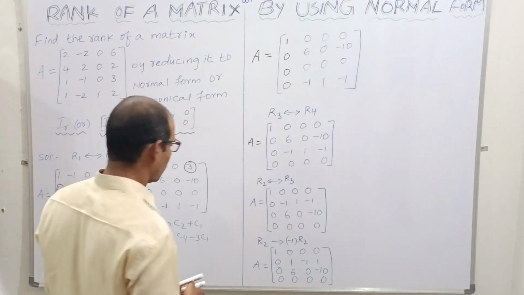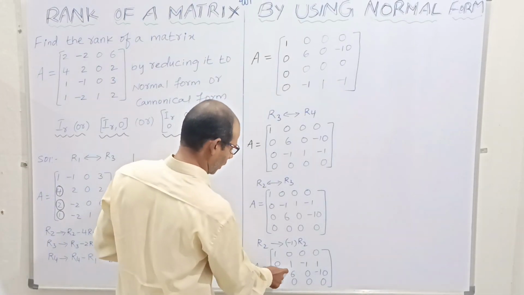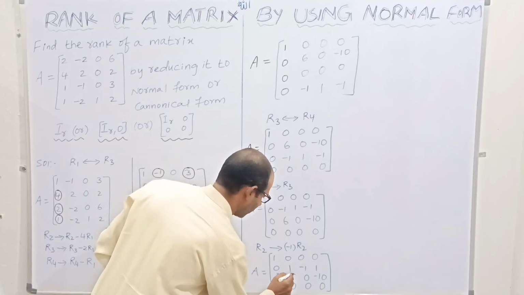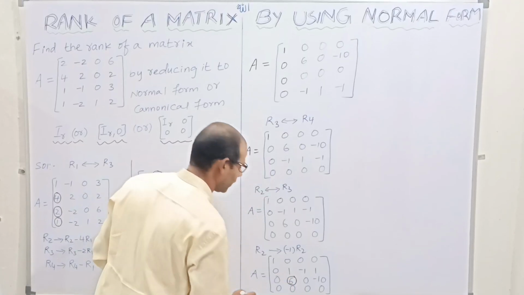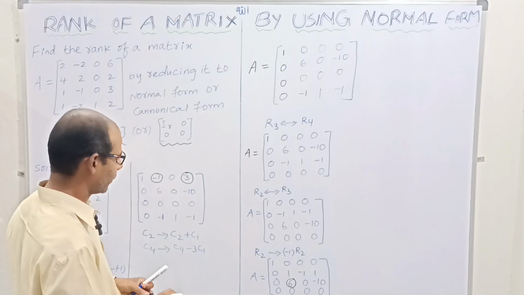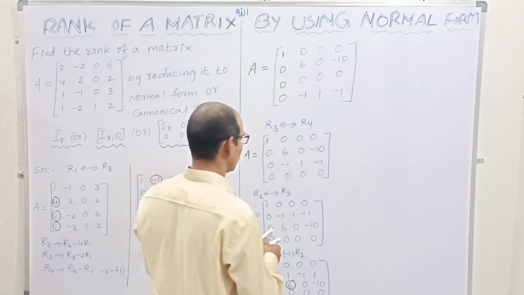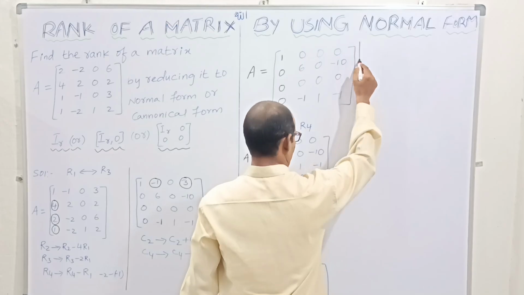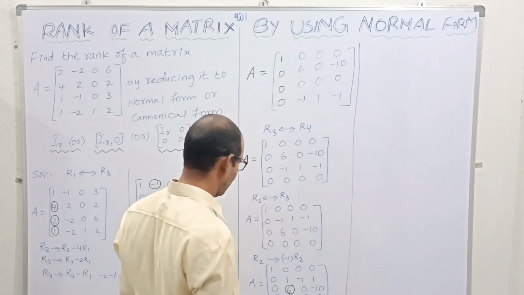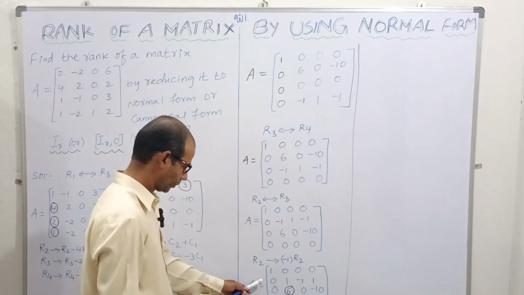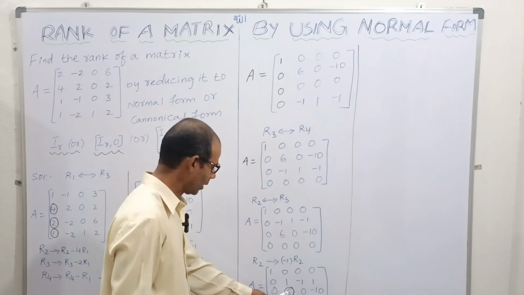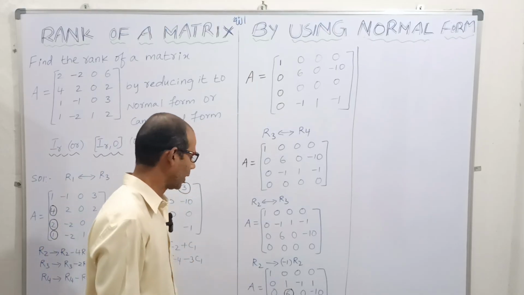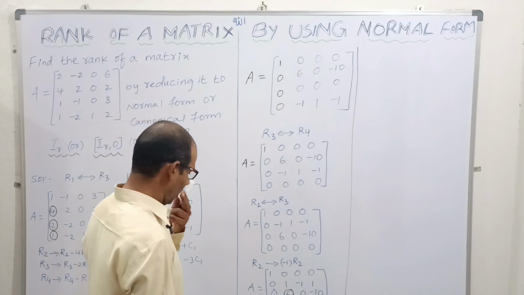Okay. So now we'll try to make this element as 0 using row 2. So therefore, we'll draw a line here. I want to make this element as 0.